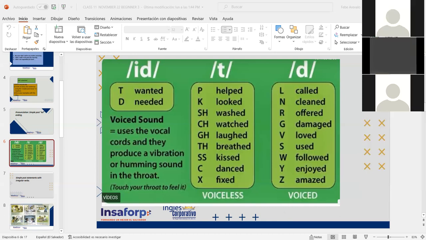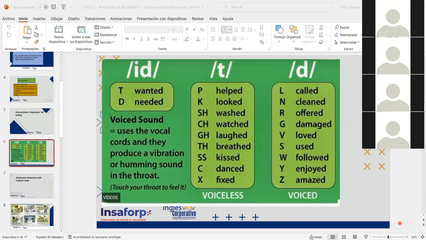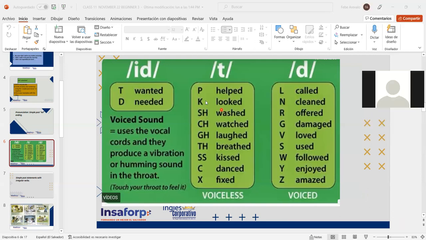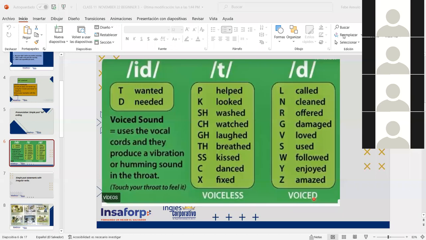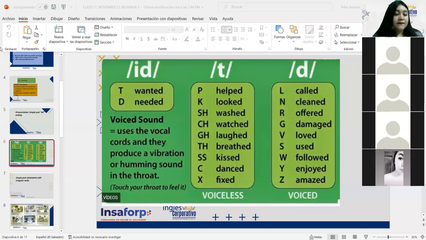Let's see, Jonathan Cordova. Tell me the verbs, please. Wanted, needed, helped, looked, watched, launched, bridge, kiss, dance, fix, call, clean, offer, damage, love, use, follow, enjoy, damage. All right, excellent. Thank you, Jonathan.